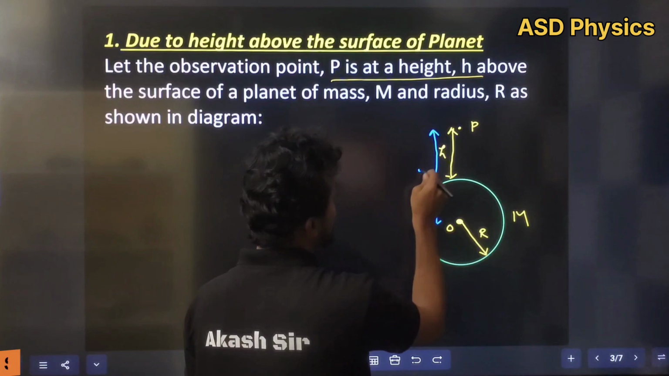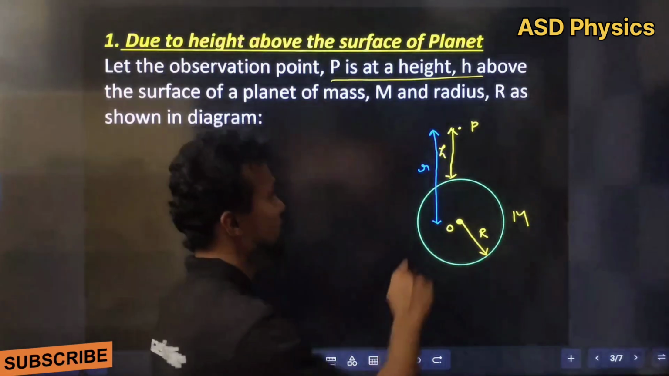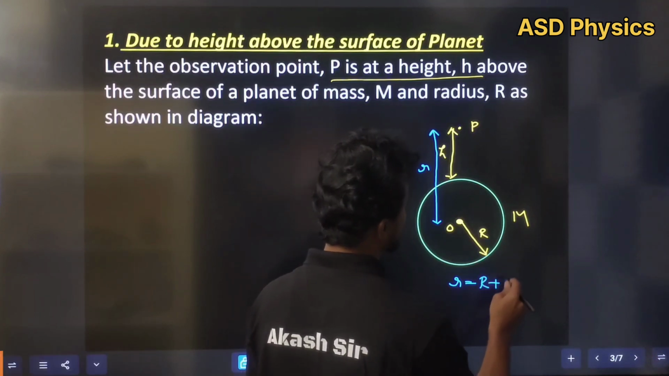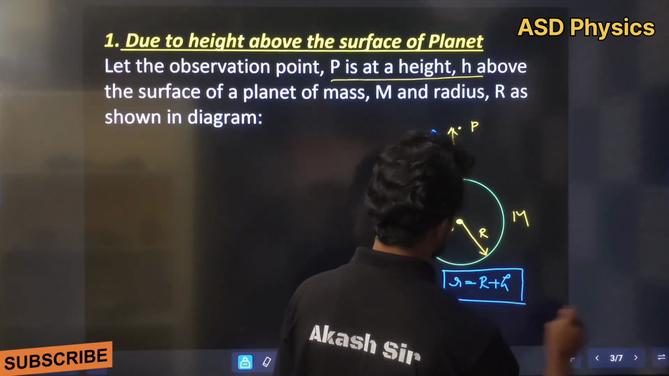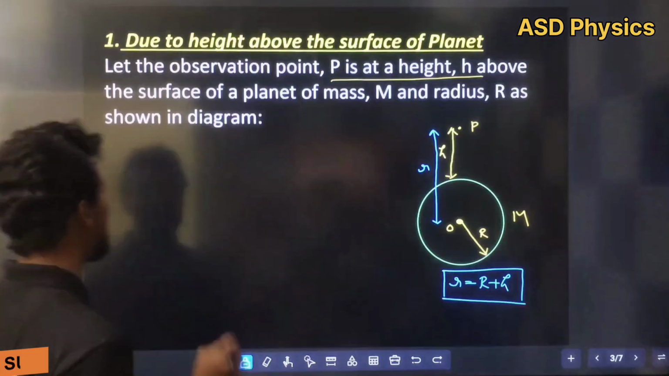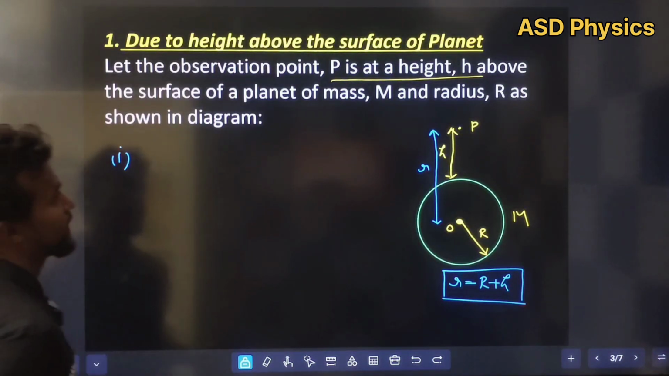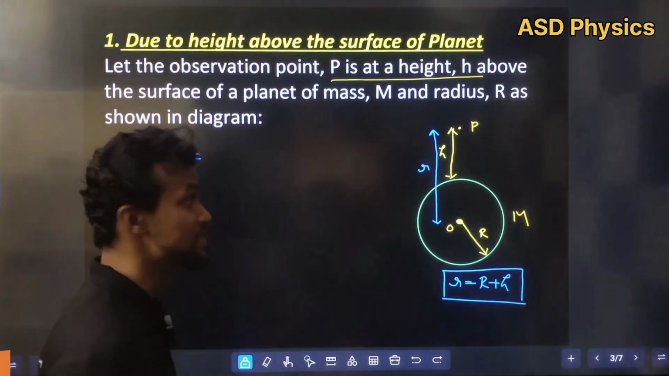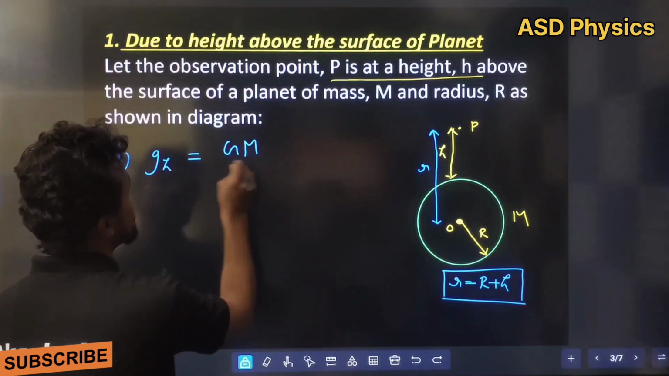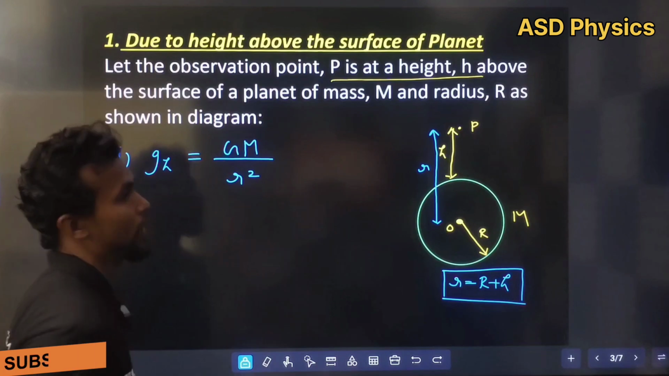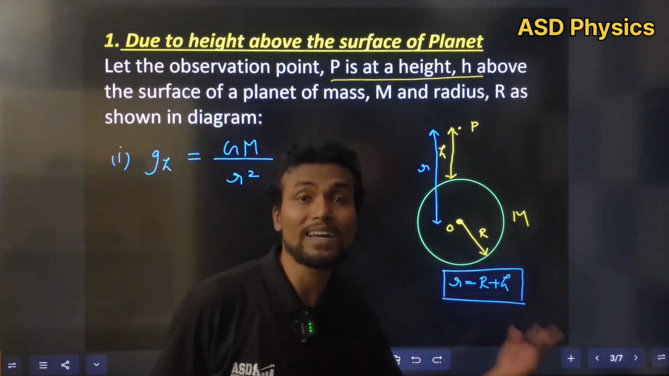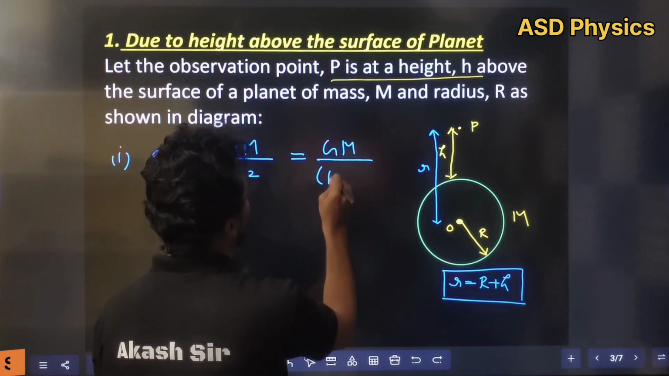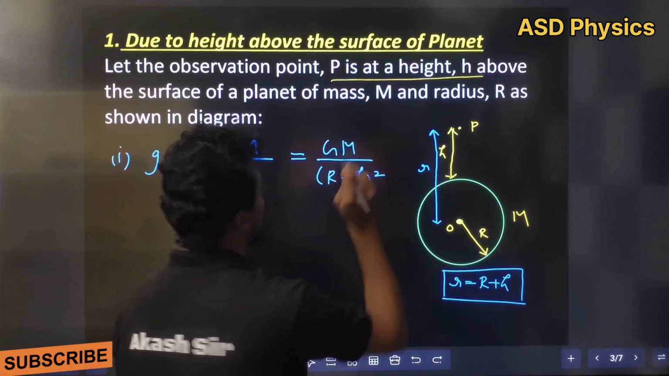Now, see here, please. Center to observation point, how much here? Small r. So this is h, this is R, and total is small r. So we can write small r equal to R plus h. Okay, so this is my observation point P. So students, at point P, the gravity value at some height, that means gh, is given in the same way by GM by small r square. And what is small r? Small r is R plus h. That means I can write here GM by (R plus h) whole square.